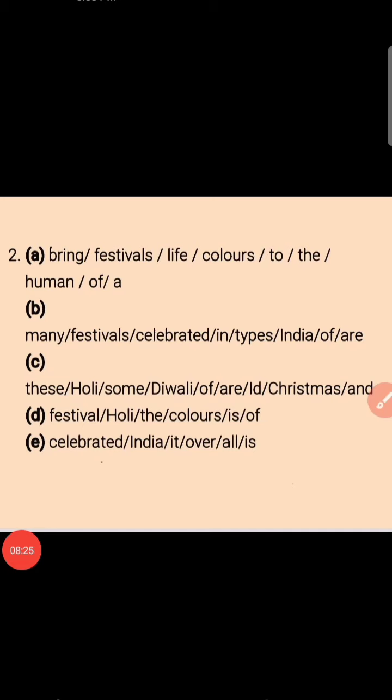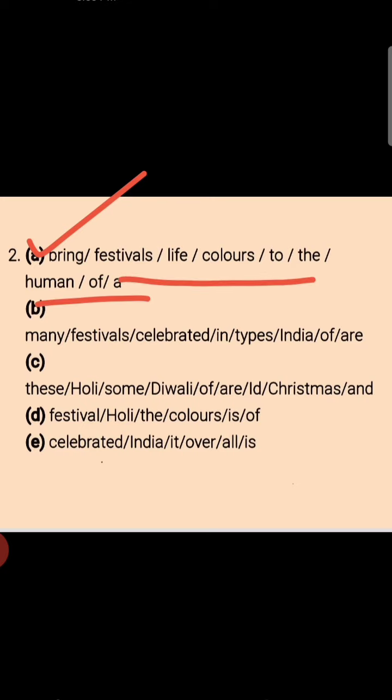Now look at the next group of examples over here. Bring festivals, life, colors to the human of a. Read it again for the clearer meaning. Bring festivals, life, colors to the human of a. I think the meaning becomes clearer to you when you read it more than once.